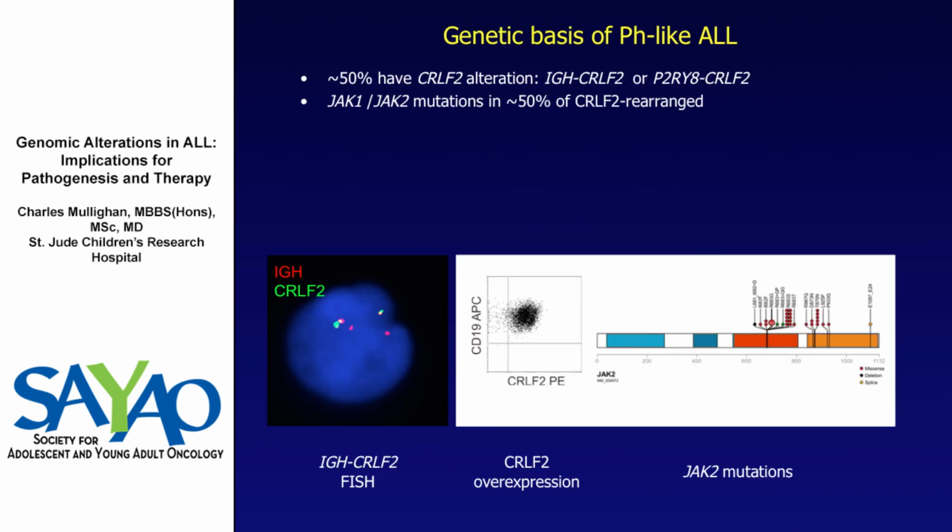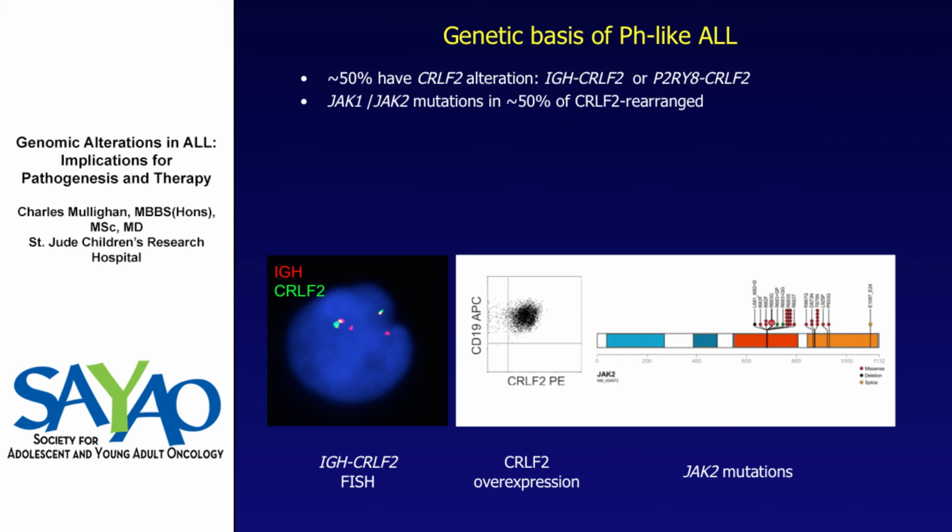So the genetics are somewhat complex, but just to spend a couple of slides going through them, they can be grouped into several logical pathways or groups. Quite consistently across the age range, approximately half of PH-like ALL cases have alterations of one signalling pathway, and that is signalling through cytokine receptor-like factor 2 or CRLF2.